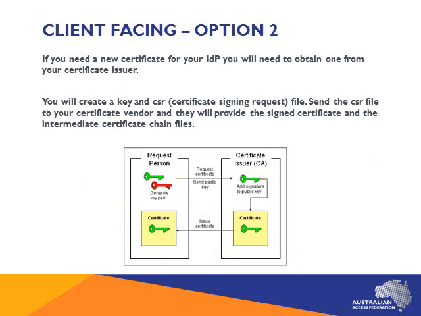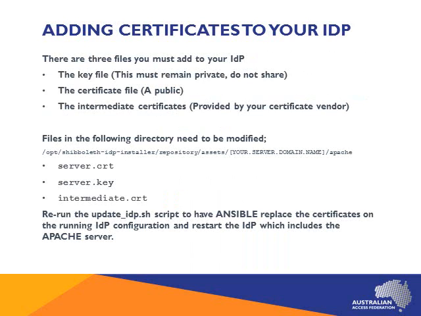Client-facing certificates, option 2. If you need a new certificate for your IdP, you will need to obtain one from your certificate issuer. You will create a key and a CSR, or certificate signing request file. Send the certificate signing request file to your certificate vendor, and they will provide the signed certificate and the intermediate certificate chain files. These files are then deployed on the new IdP. Adding certificates to your new IdP.